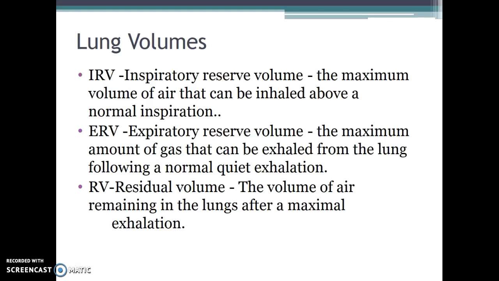Residual volume is the volume of air that's in your lungs after a maximum exhalation. So that's air that will always be in there. You can't get that air out of your lungs.